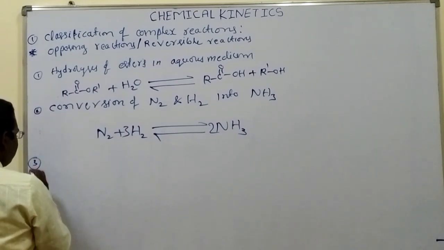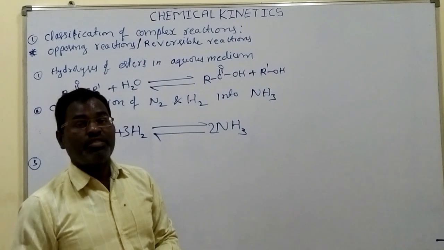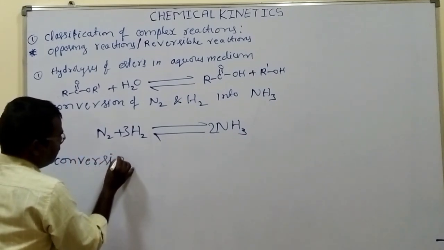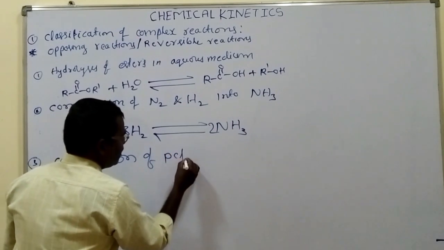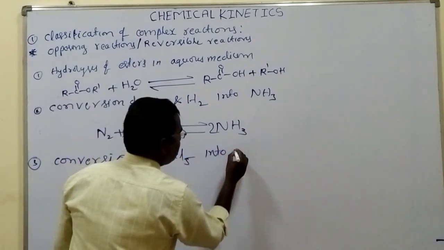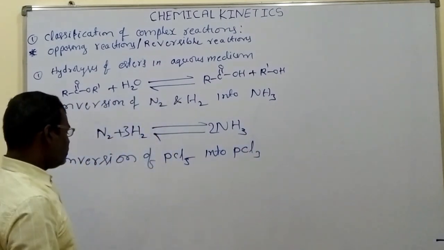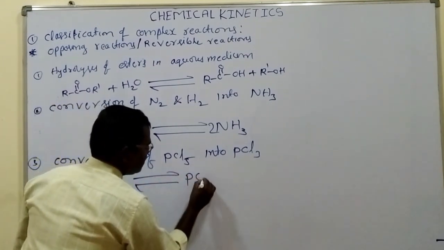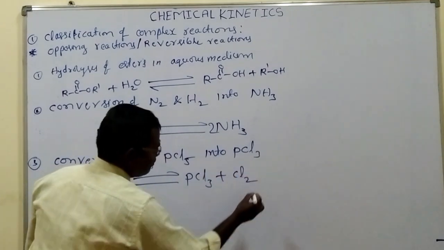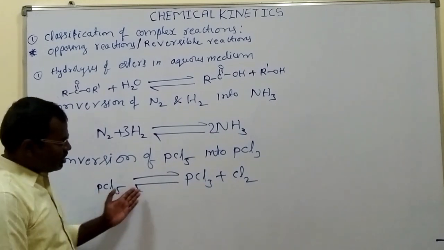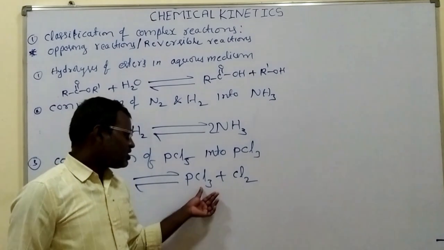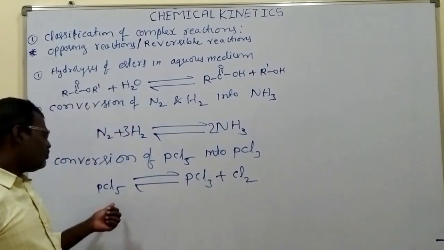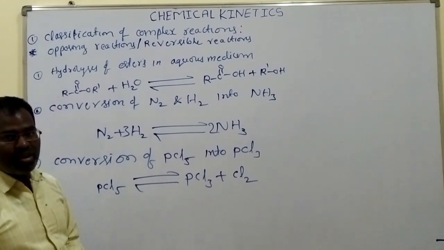In the third case, let us take the conversion of phosphorus pentachloride into phosphorus trichloride. The equation is PCl5 giving PCl3 plus chlorine. Phosphorus pentachloride undergoes decomposition to give phosphorus trichloride and chlorine gas. But after some time both combine together and give back phosphorus pentachloride. Hence it is also a reversible reaction.